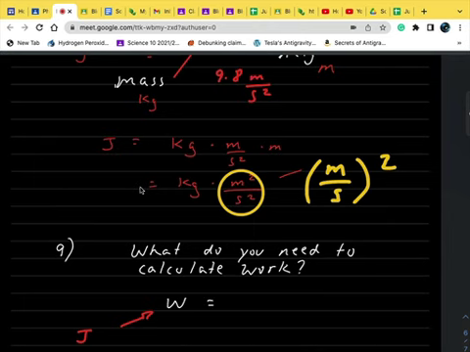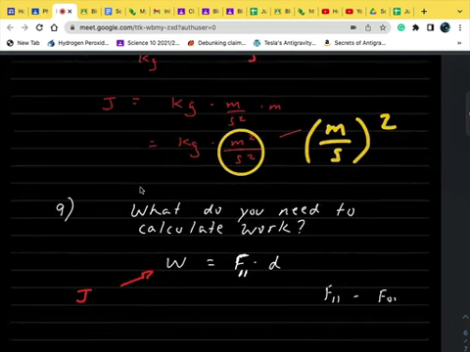You want to put this in your formula sheet, right? I'm going to add this in. I'm going to add these two little railroad tracks. That means parallel. The parallel force times distance. Parallel to what? This is the force parallel to the direction you move.